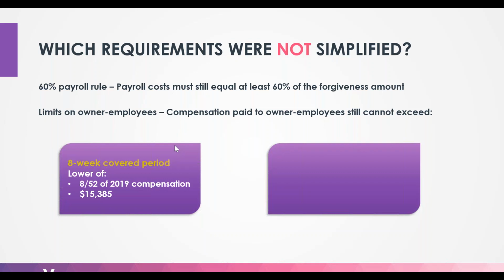But another limit has gotten slapped on to owner employees, and that is you can't count more than 8 weeks out of your 2019 compensation paid to them. And you understand why they're doing that. What they don't want to have happening is what I mentioned before, just cutting your payroll and paying all the money out to your owners, and saying, well, I want forgiveness for it. So it's limited to the lesser of the $15,385 and 8 weeks of what they were actually paid in 2019 before COVID happened.